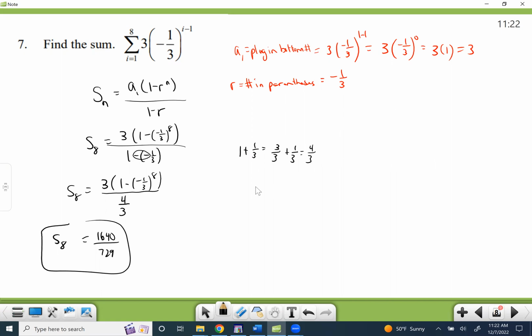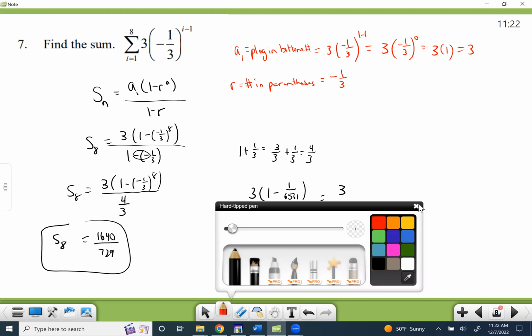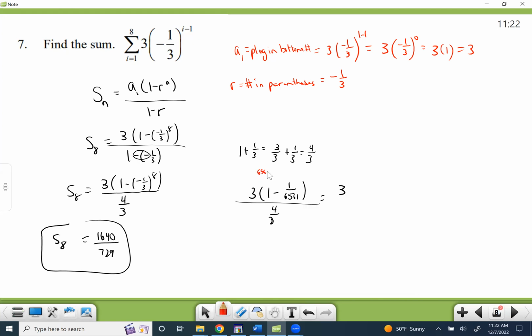So doing it out, I know -1 to the 8th power, since it's even, is going to be +1. But now I have to do 3 to the 8th power. So 3 to the 8th, I'm getting 6561. We already know the bottom is 4/3. So I'm going to turn the 1 into 6561 over 6561. That's 1. So 6,561, take away 1.